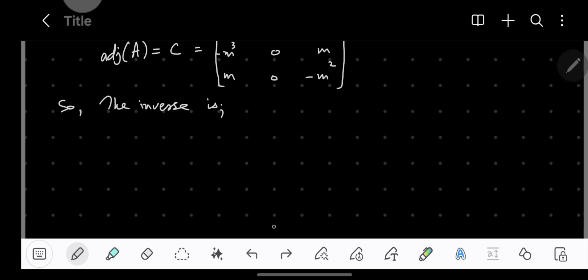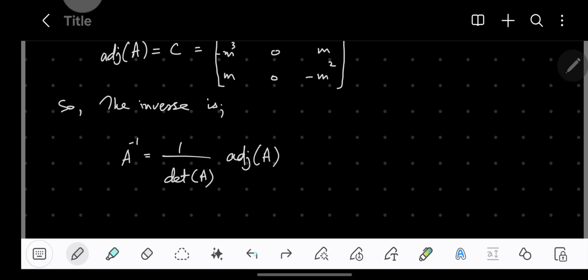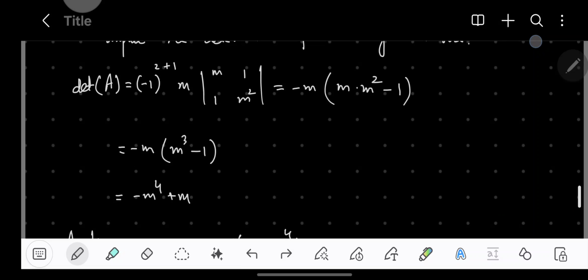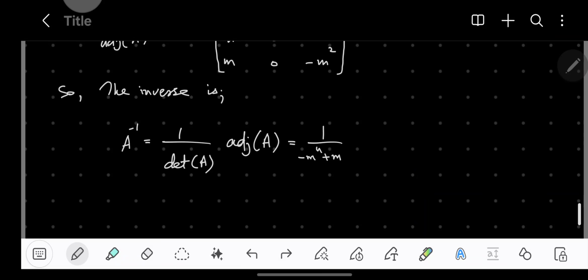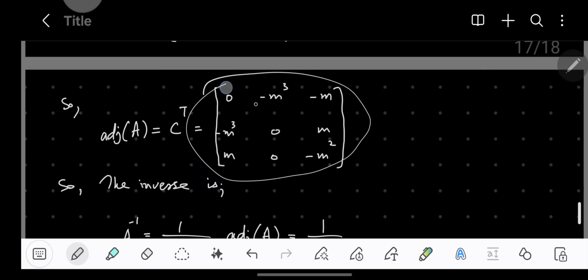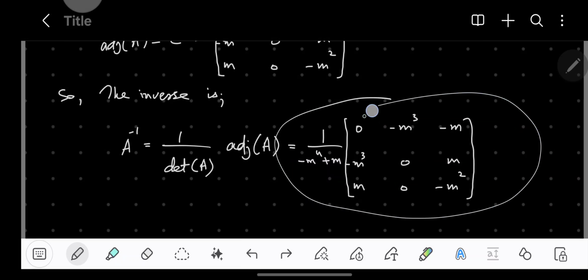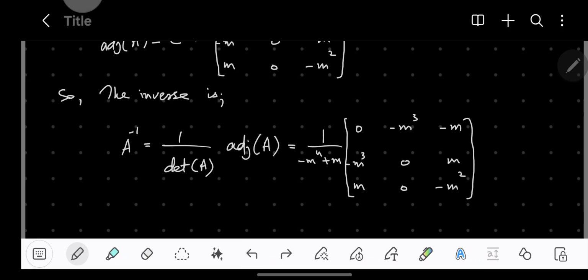Now our aim is to find the inverse of A. The inverse of A can be found using this formula. If I put the values, since the determinant of A is negative m to the 4 plus m, we have already found that previously. Here it is. The adjoint of the matrix is this one. So if I write the value of the adjoint, this is the inverse of the matrix.